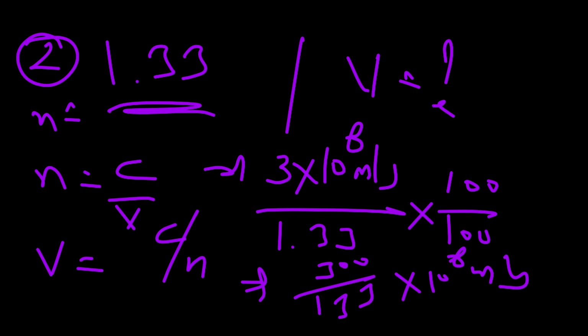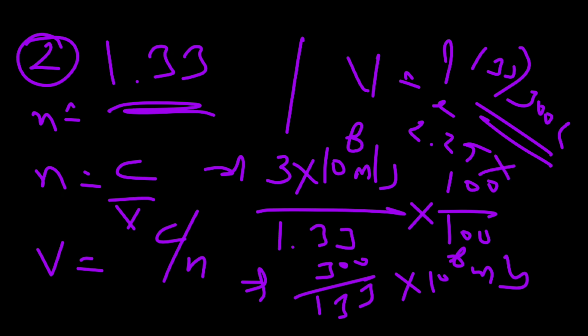If you divide 300 by 133, you'll get approximately 2.25 into 10 power 8 meter per second. So this is the speed of light in water, right? If you try this, you'll get your answer perfectly.